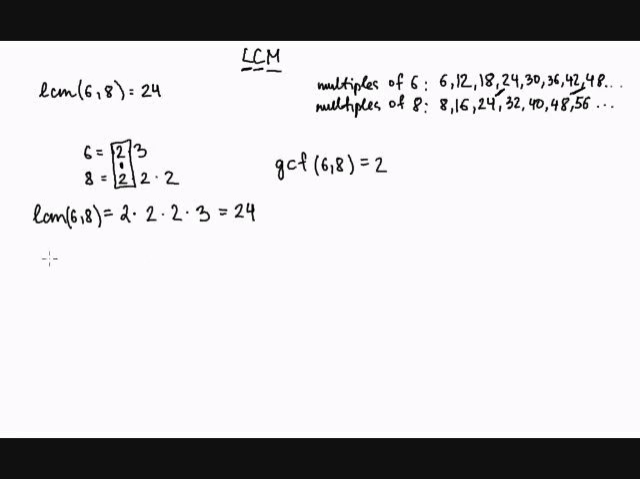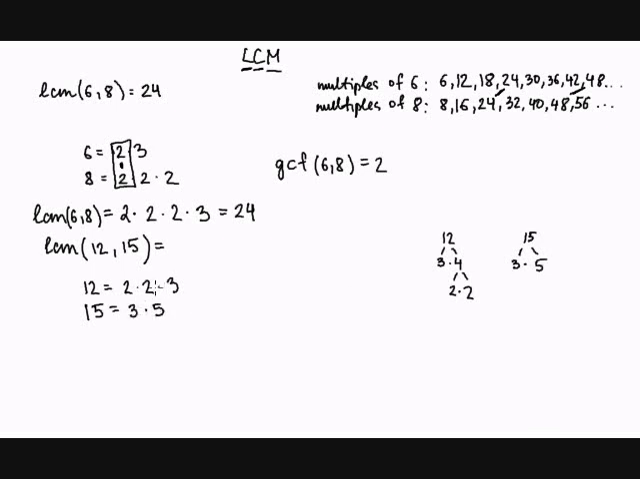Let's do another example. Let's say we have to find LCM of 12 and 15. So what we're going to do, we're going to write the prime factorization of 12, and let me do it here real quick. 12 is 3 times 4, 4 is 2 times 2. So prime factorization of 12 is 2 times 2 times 3, and prime factorization of 15 is just 3 times 5.